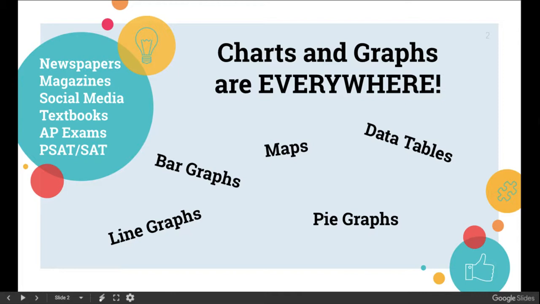And then if you are in an AP class, or if you're planning on taking the PSAT or SAT, which means that you're almost every student at this school, they're all over the PSAT and SAT. So let's take a look at what we're going to learn today about charts and graphs.